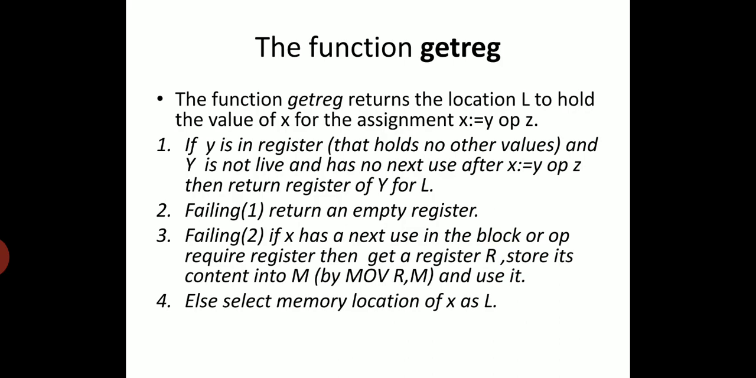So we have to store the content into M. If some variable is already in a register, you have to empty that register, moving that content into some other memory location, and make that register available to store the value of x, because registers are so much in demand. So we execute move R comma M. That means the current content of the register will be moved to M, and we make R free to hold the value of x. If all these three conditions fail, then you have to return a memory location for storing the value of x.